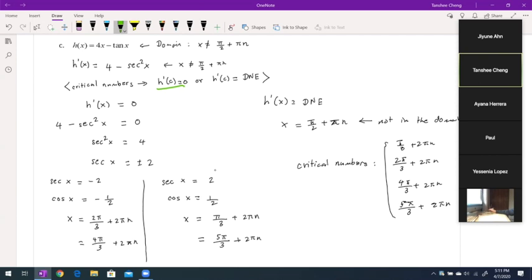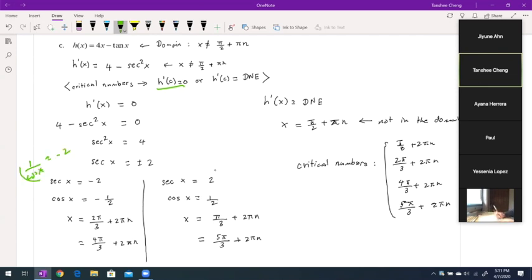Secant x is equal to plus or minus 2. So I have two cases to look at. The first case, secant x is equal to negative 2. It will be easier if you change it into cosine so that it will give you the value a lot faster. Secant is basically 1 over cosine x, right? Is equal to negative 2.